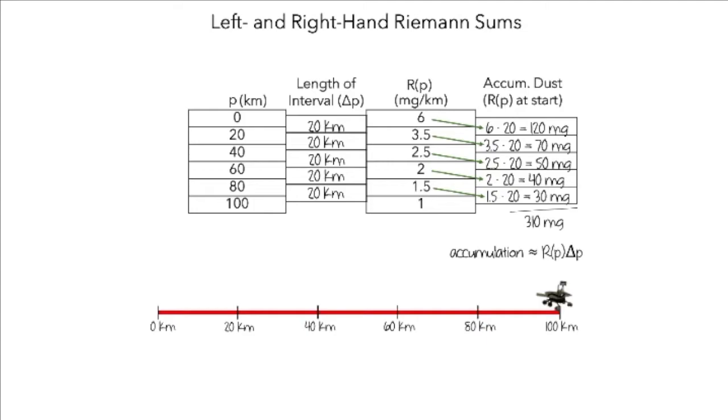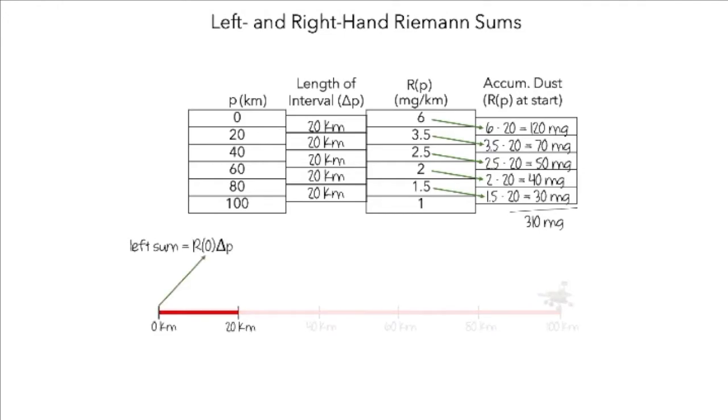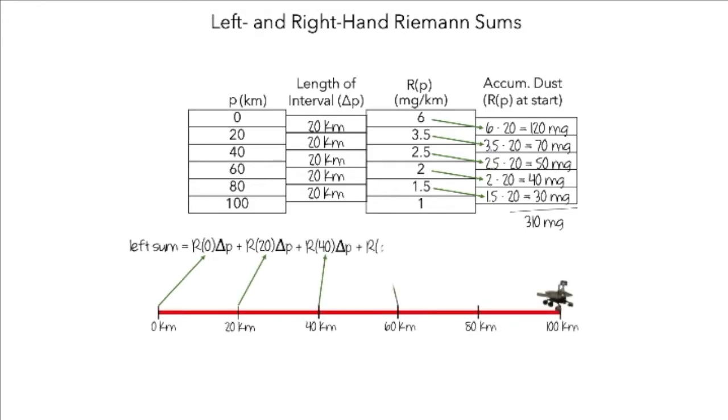When we're doing these computations, we're using the rate at the beginning of each interval. So we're creating a left-hand Riemann sum. Let's use function and sigma notation to write this sum. For the first interval, we multiply the rate at the beginning of the interval by the length of the interval. For the second interval, we multiply the rate at 20 kilometers by the change in position. And we continue to do this for all the intervals. We write the symbol sigma to show we're adding these up. And the things we're adding up are R of P times delta P. And we figure out that this is all equal to 310 milligrams.